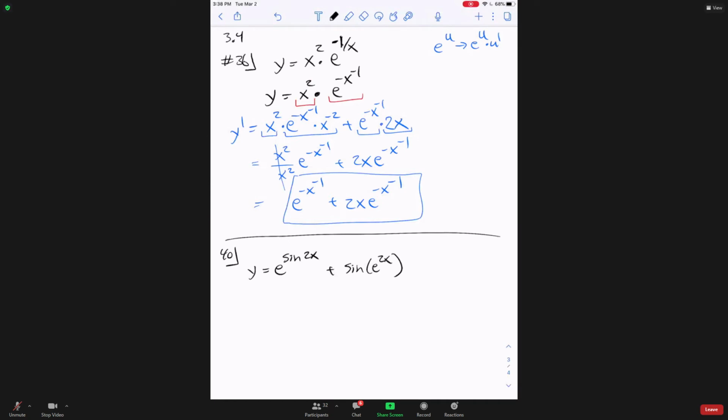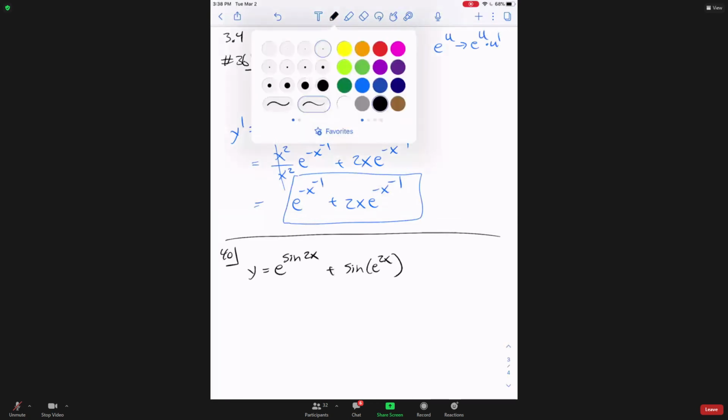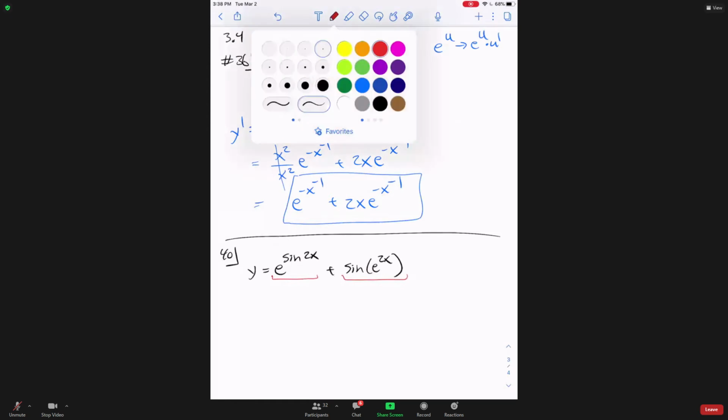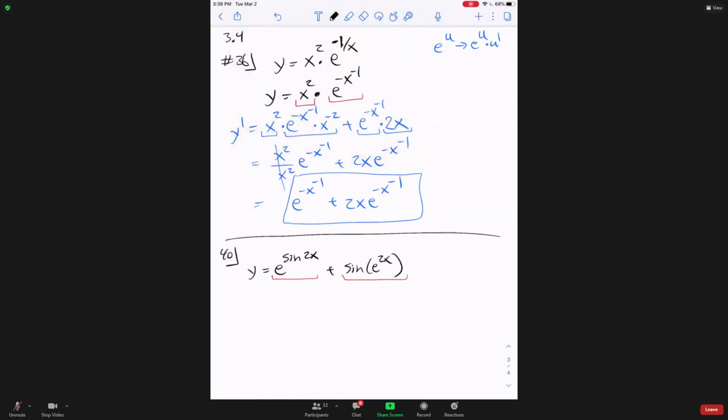All right, y equals e to the sine of 2x plus sine of e to the 2x. I like this problem because you have to, so this first term, think of this as two separate questions first of all, because there's a plus sign. When it's a plus sign or a minus sign, you can just treat them as two separate questions. The first part, that's an exponential function. This is a sine function.